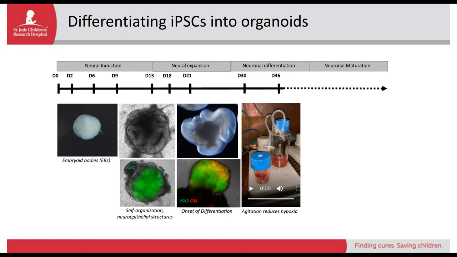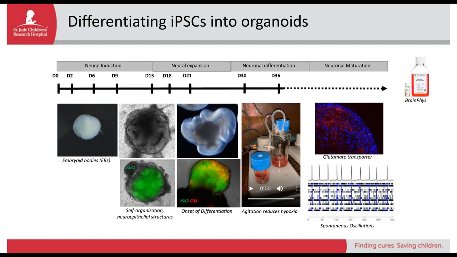So that's neural differentiation, and this is then followed by maturation, for which we almost exclusively use the BrainPhys media, again from STEMCELL Technologies. During the maturation phase, as the organoids mature, you'll start seeing the expression of synaptic proteins, for example, here glutamate transporter. And for organoids such as cortical organoids, when you plate these organoids on multi-electrode arrays and look at the spontaneous activity, you'll start seeing spontaneous neuronal networks, network bursting and oscillations. All signs of the fact that the neurons within these organoids are maturing. So those are broadly the four main phases.